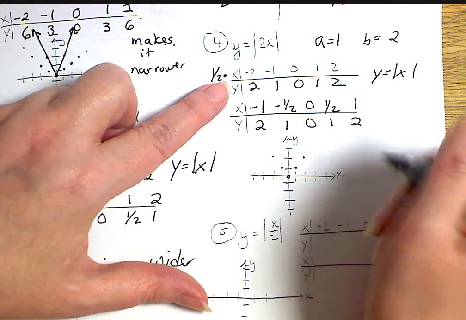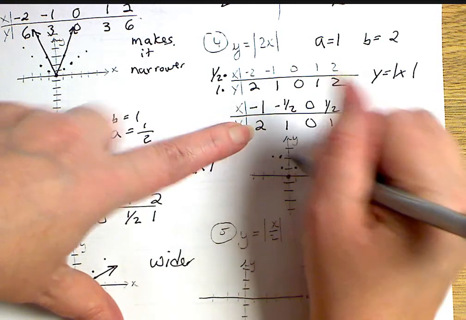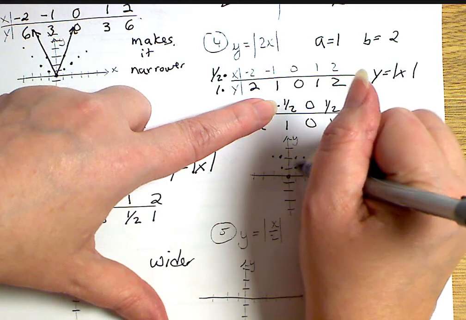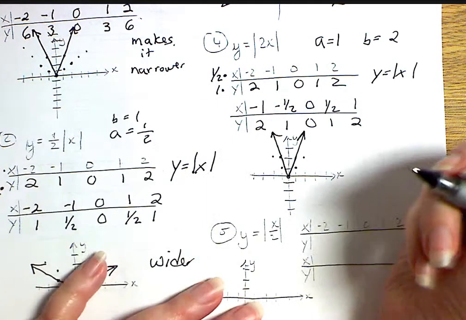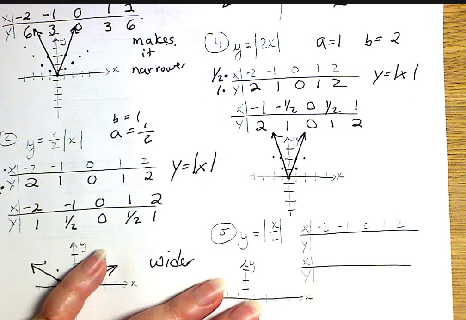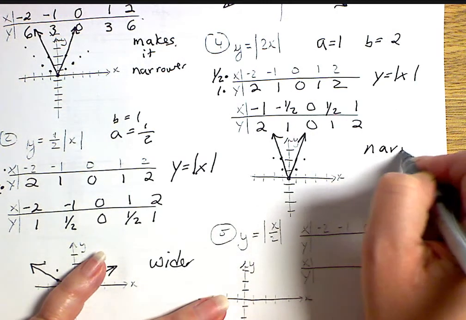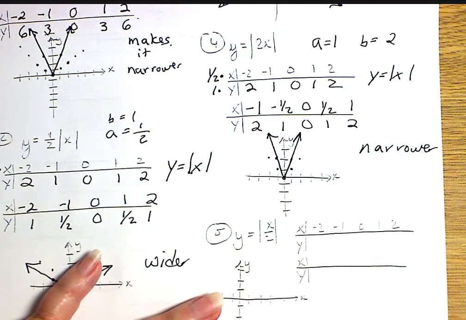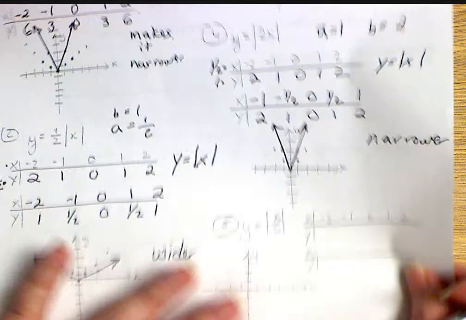Alright, so now we have -1, 2, 0, 0, 1, 2, and then the half one. So you can definitely tell, it didn't go by much, but you can definitely tell that it's still narrower. Alright, so it doesn't matter if it's A or B, if it's a whole number, it's narrower. If it is a fraction, it is wider. Alright.